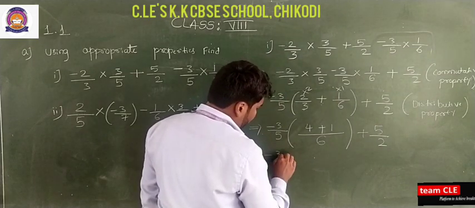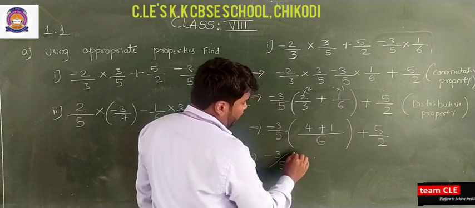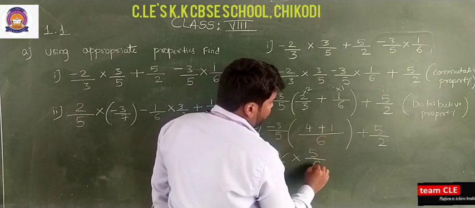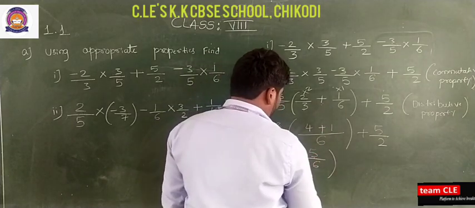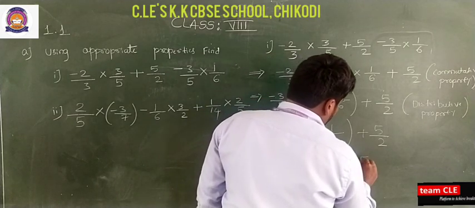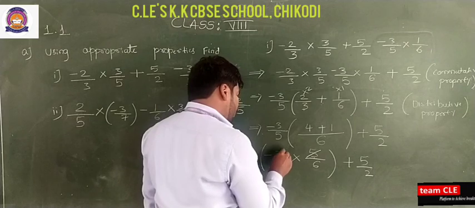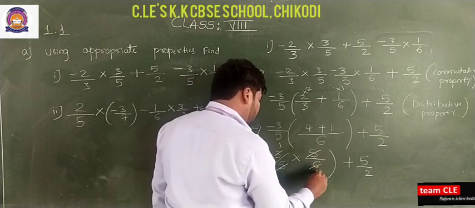So minus 3 by 5 into 4 plus 1 is 5 by 6. Okay, so now write plus 5 by 2. Now see, 5 and 5 get cancelled. 3 1s are 3, 2s are.